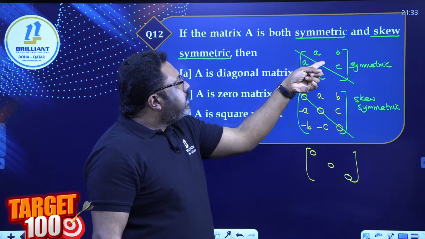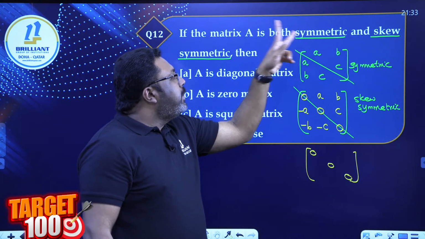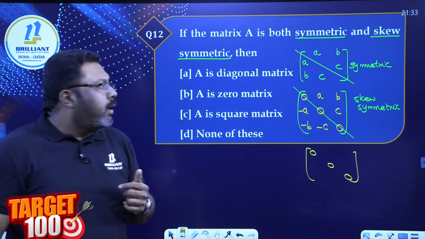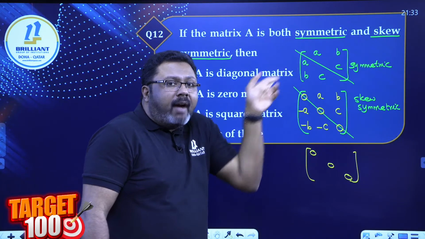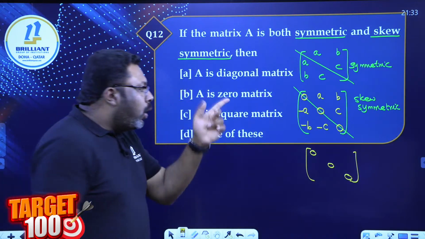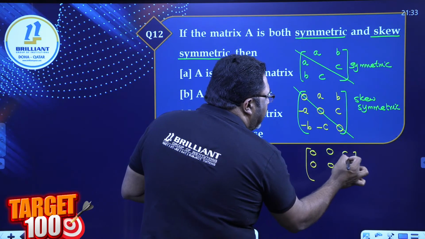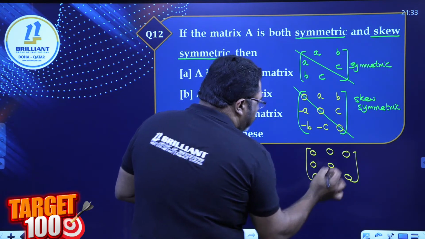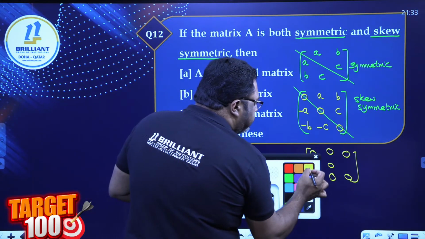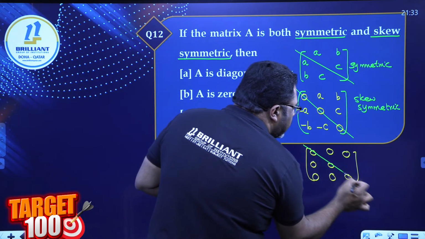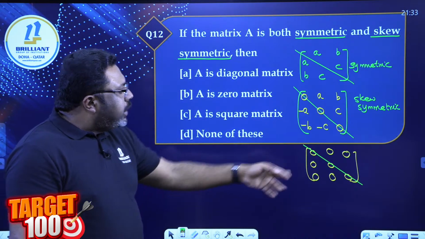And symmetric says the elements above the diagonal should be same as the elements below the diagonal. But skew says I should have an opposite sign. The only number in mathematics which is irrespective of a sign is 0. So now if you look at it, diagonal can be anything or 0, fine.